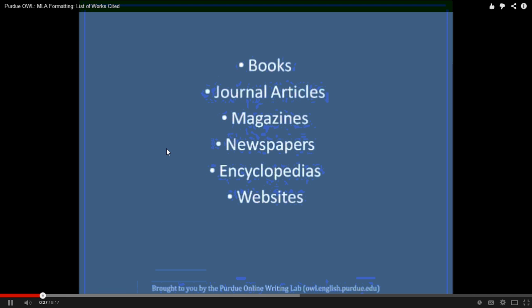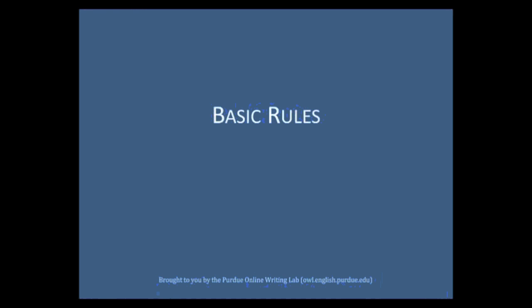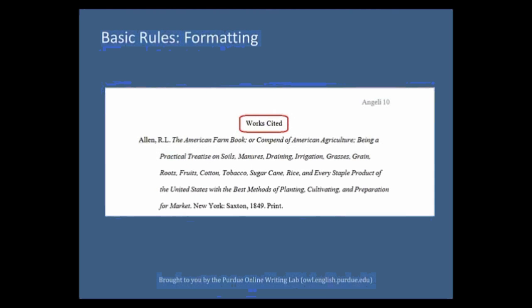For information on in-text citation or other kinds of sources, please refer to the links in the video description. For this demonstration, we will use Microsoft Word 2007. Basic rules. Begin your works cited page on a separate page at the end of your research paper. It should have the same 1-inch margins and header with your last name and the page number as the rest of your paper. Label the page Works Cited. Center the words Works Cited at the top of the page, but do not italicize them or put them in quotation marks. Double space all citations, but do not skip spaces between entries.